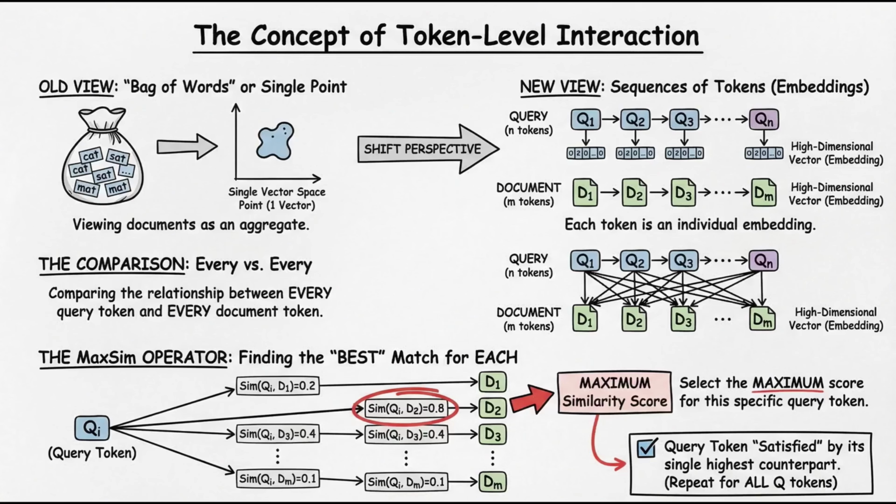The MaxSim operator is based on a simple but powerful premise. A query token is considered satisfied if it can find at least one strong match somewhere within the document. We don't want to just average those similarities or add them all up because that would dilute the signal. Instead, for every individual token in your query, we hunt for the maximum similarity score it can find anywhere in the text. By focusing on these individual best matches, MaxSim allows us to capture the nuances of language that a traditional high-level summary might miss.